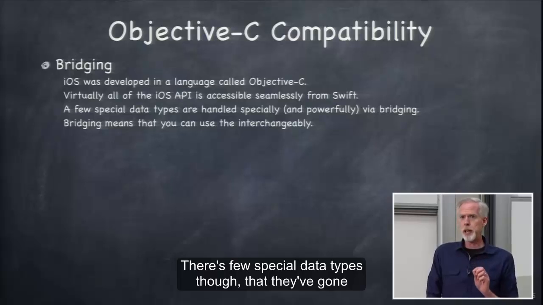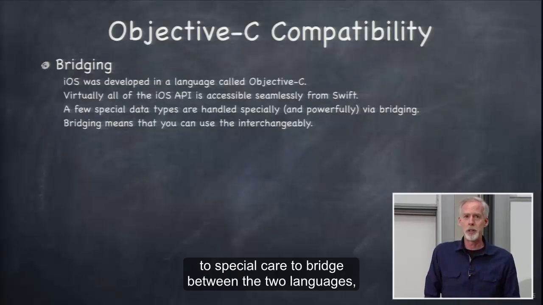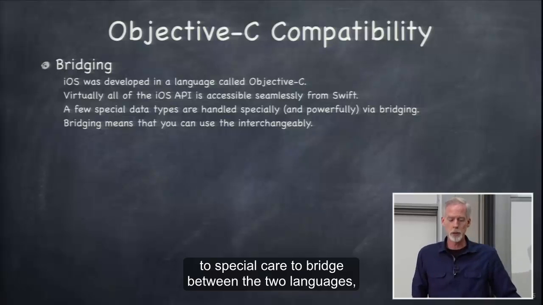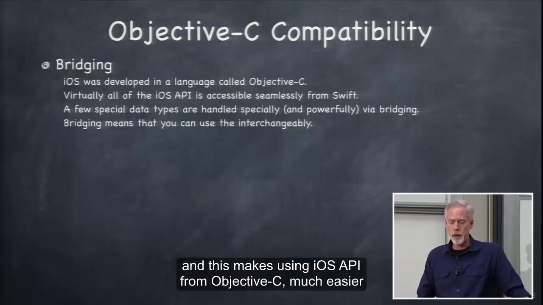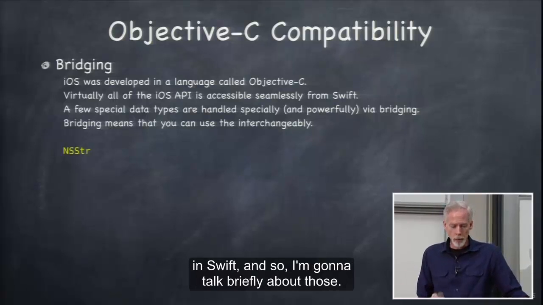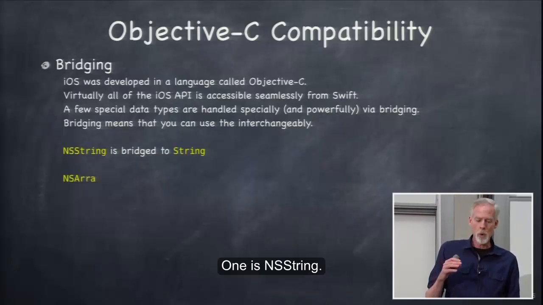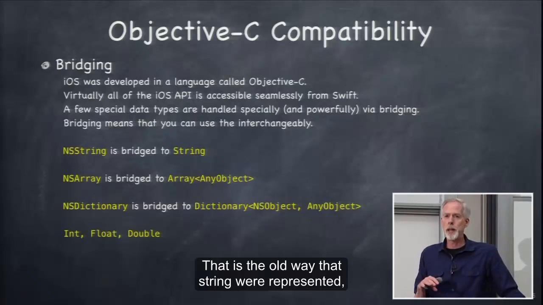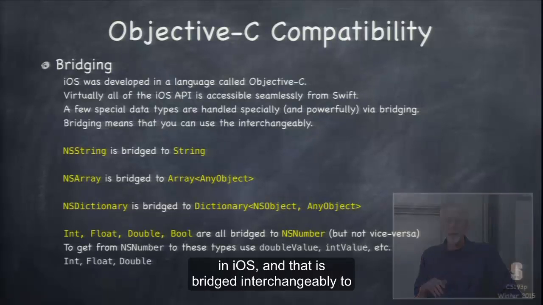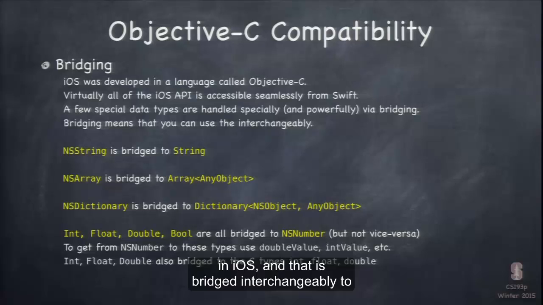There's a few special data types, though, that they've gone to special care to bridge between the two languages. And this makes using iOS APIs from Objective-C much, much easier in Swift. And so I'm going to talk briefly about those. One is NSString. That is the old way that strings were represented in iOS. And that is bridged interchangeably to Swift's string. You can't really even tell the difference.